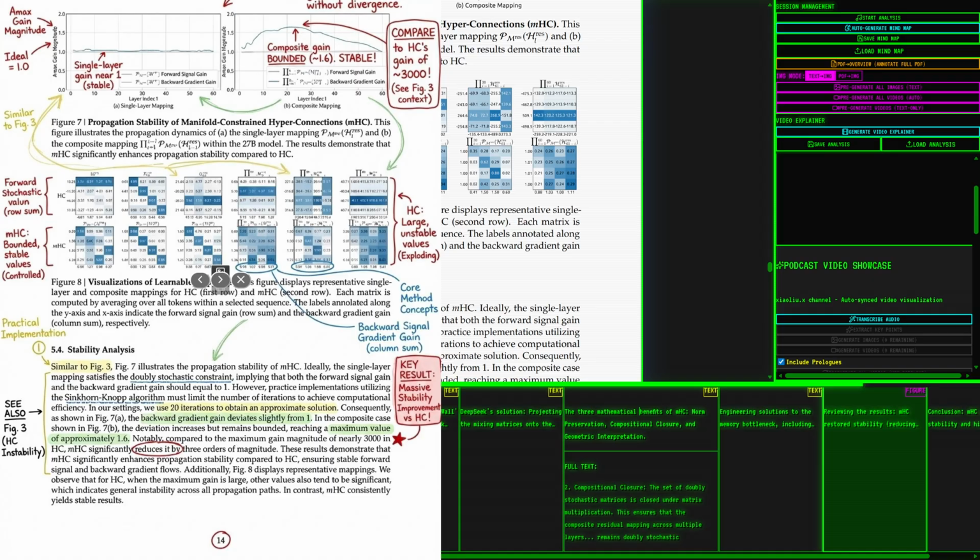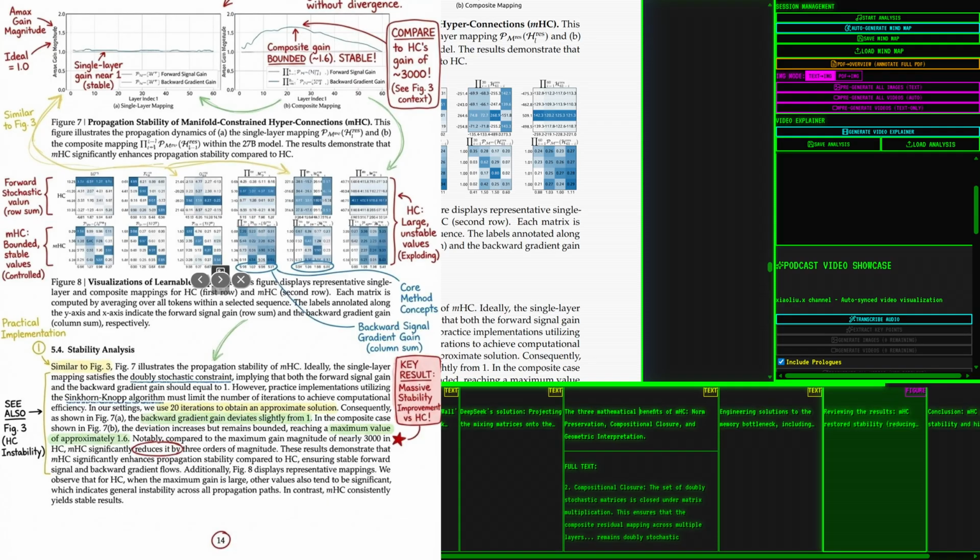And this advantage held up as they scaled. Ah, the scaling experiments. Yeah, they were conclusive. Whether they were training smaller 3B models, 9B, or the big 27B models, MHC consistently outperformed the standard baseline across different compute budgets. It's an architectural fix that actually scales.